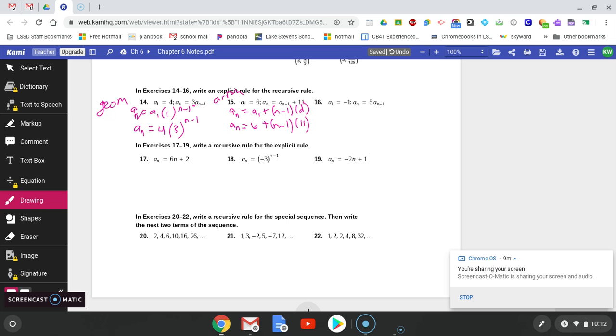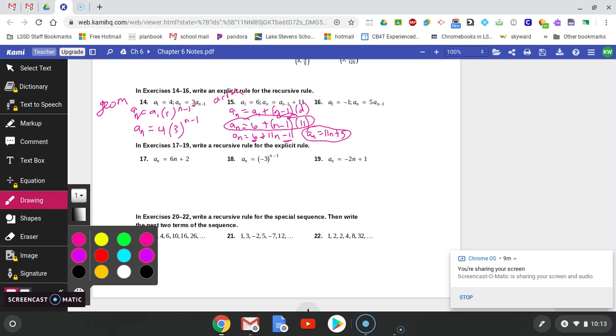I can always simplify this if I want using the distributive property. So I'll distribute this here and here. So this would give me a sub n is equal to 6 plus 11n minus 11. And then if I combine my like terms, I can simplify it all the way. A sub n is equal to 11n plus 5. I'm actually okay with you leaving it here or here. I would give full credit for either one of those. But you can see it does look like a linear equation, y equals mx plus b.